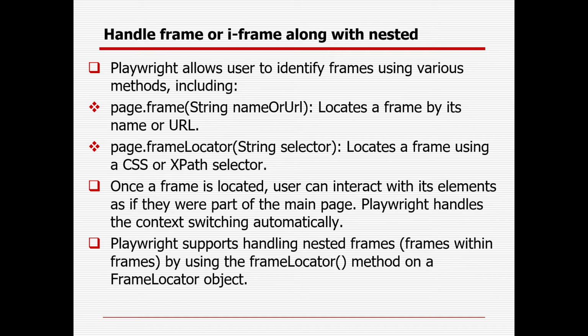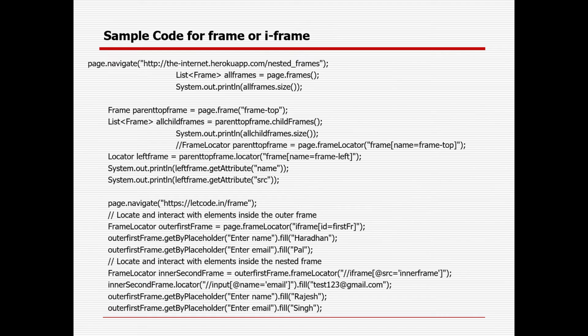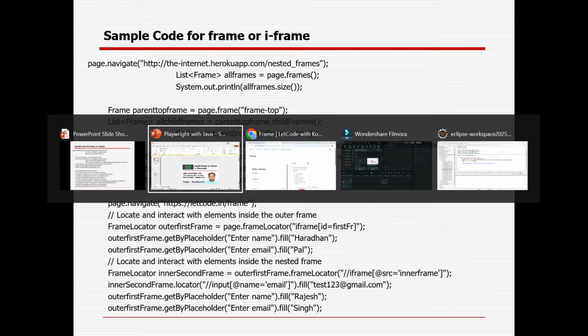So in case you already navigated to the parent frame, and from the parent frame you navigate to the child frame, again, you can immediately navigate to the parent frame or any web element, and the context switching will happen automatically. Just like in Selenium, you need not use default frame or parent frame like that. Automatically you can handle any kind of frame directly, parent frame or child frame or any element directly. Playwright also handles nested frames, which is nothing but a frame within a frame, by using the frameLocator method on a frame locator object. Now let's see the implementation of the frame or iframe.